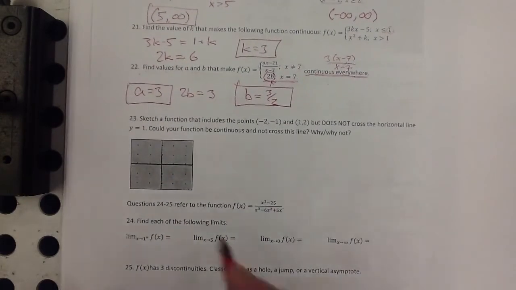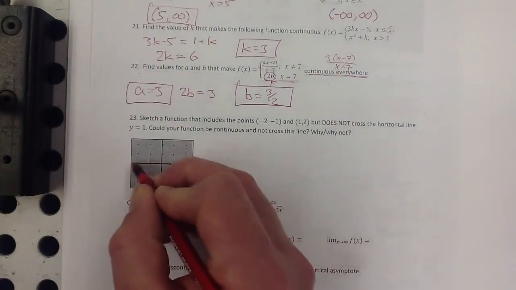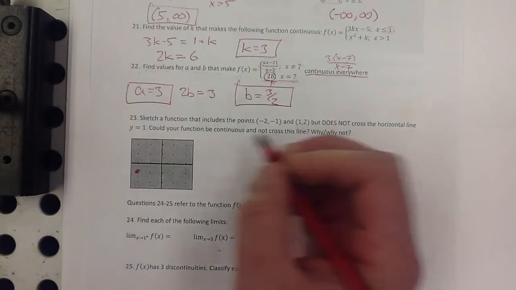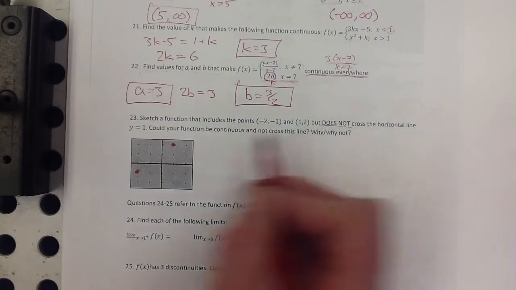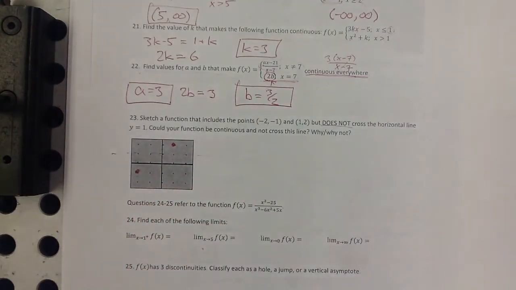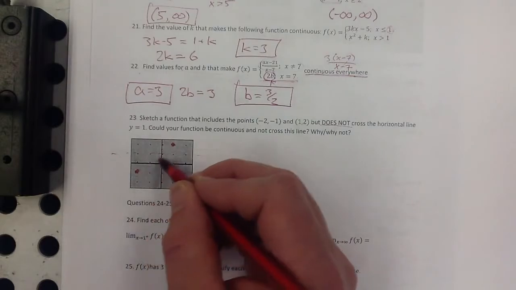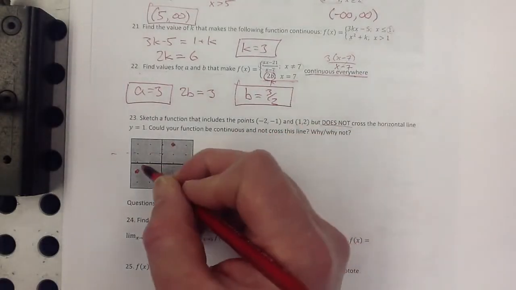Number 23. Sketch a function that includes the points -2, -1, and 1, 2, but does not cross the horizontal line at y equals 1. There's that horizontal line. So we want to sketch a function that goes from here to here, but does not cross that line. So there's different ways of doing that.